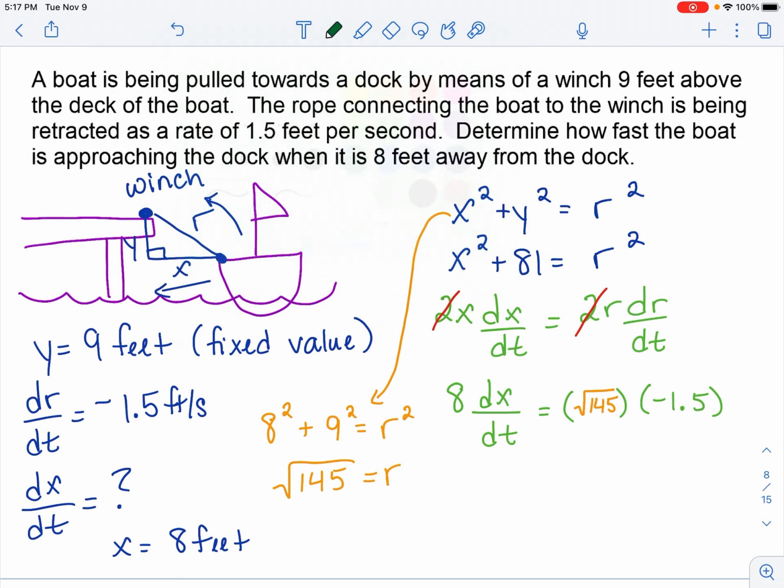And now I can solve for dx/dt. I'm going to rearrange it, so dx/dt is equal to negative 1.5 square root 145 all over 8. I can get the decimal approximation for that. If you type in negative 1.5 square root 145 divided by 8 on a calculator, you are going to get approximately negative 2.258.